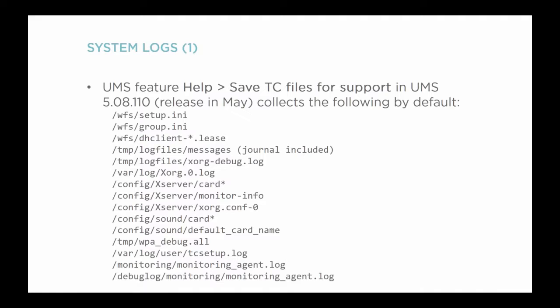And what else is in this zip file? It's what you can see here. It's a large collection of all kinds of log files, the setup file, the group file, the DHCP leases, the system journal, the Xorg log, monitor info, sound card info, WPA wireless authentication debugging, and so forth. So there are a lot of log files, and you can all retrieve them from UMS remotely.